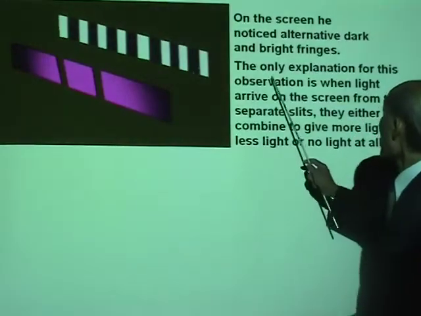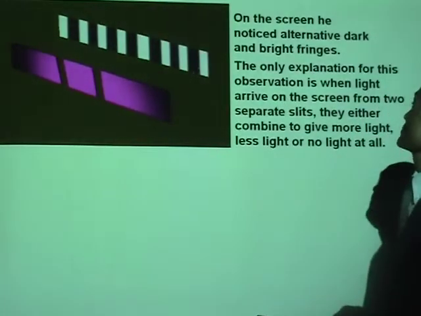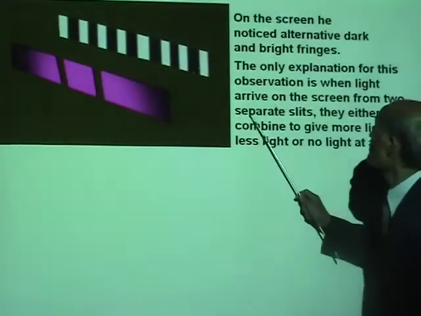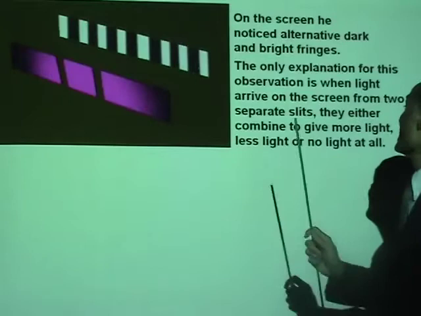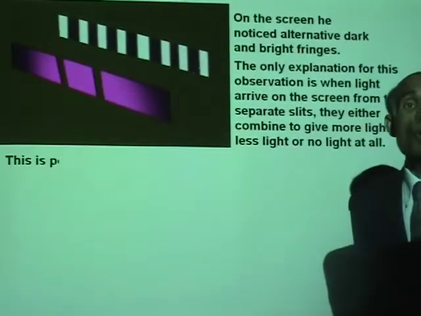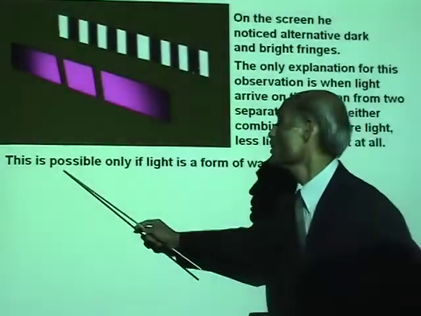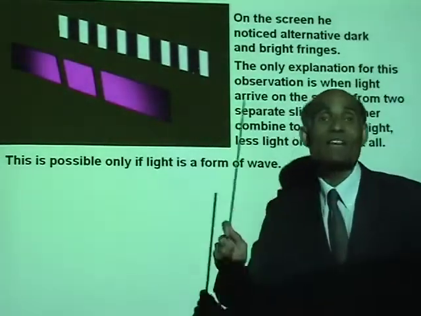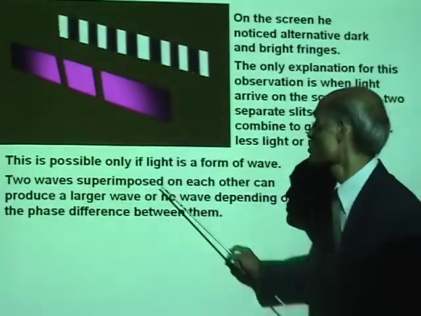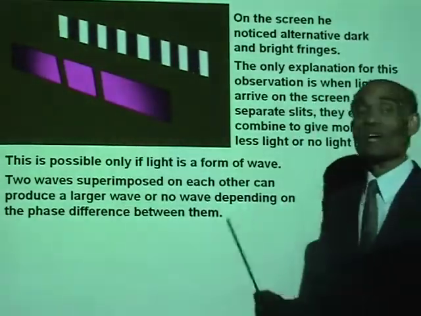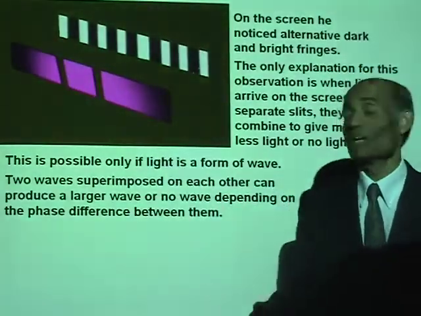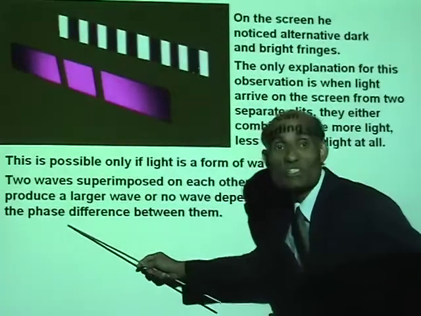The only explanation for this observation is that when light arrives on the screen from two separate slits, they either combine to give more light or no light. And this is possible only if light is a form of wave. Two waves superimposed on each other can produce a larger wave or no wave, depending on the phase difference.